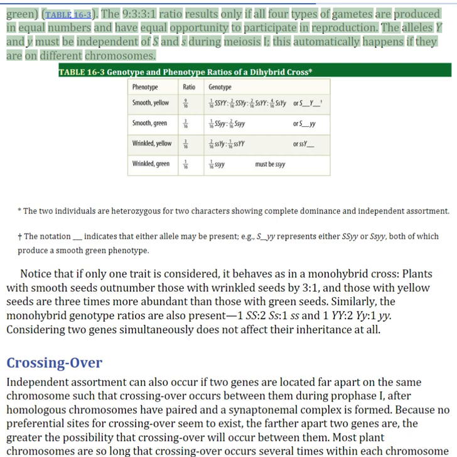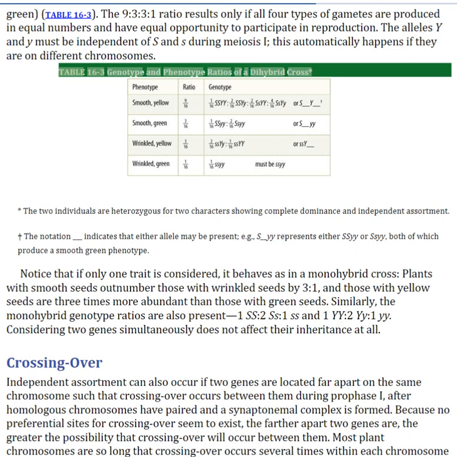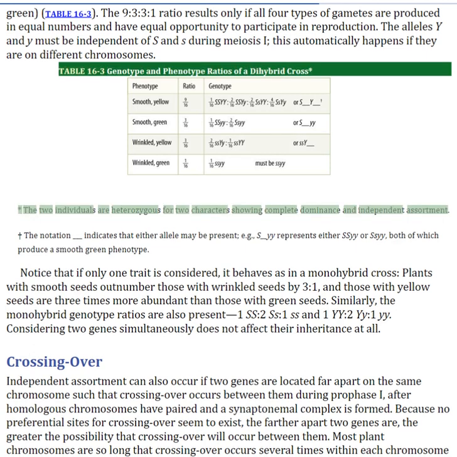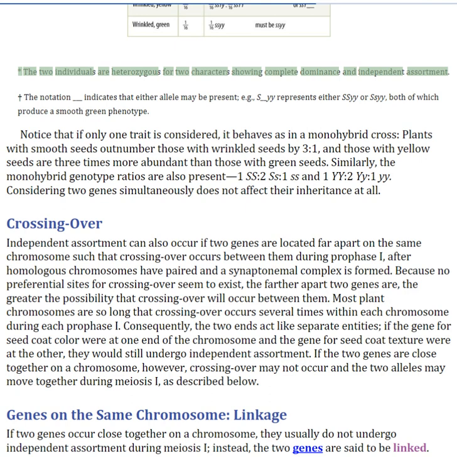The alleles S and s must be independent of Y and y during meiosis I. This automatically happens if they are on different chromosomes. Table 16-3: genotype and phenotype ratios of a dihybrid cross. The 2 individuals are heterozygous for 2 characters showing complete dominance and independent assortment.